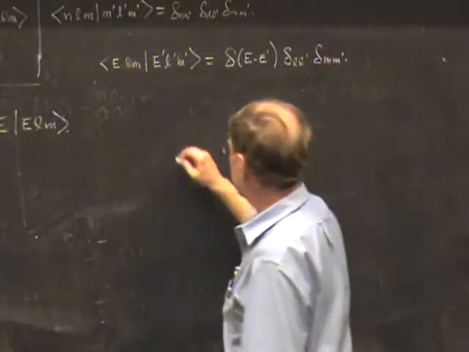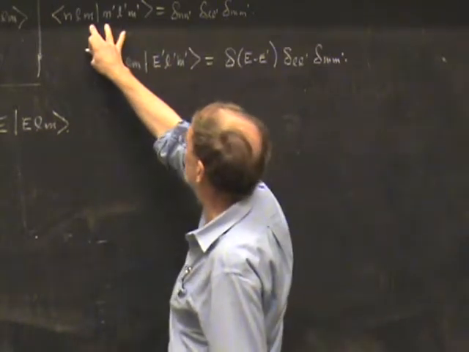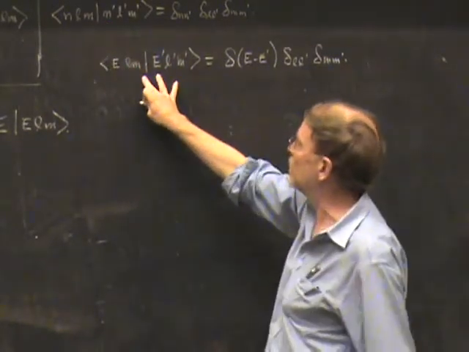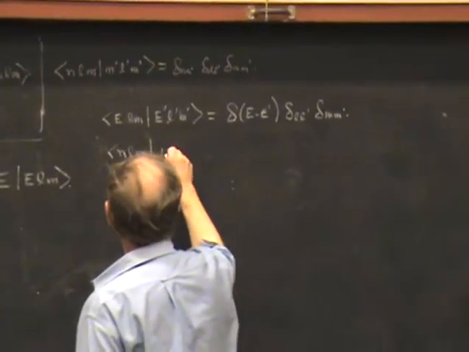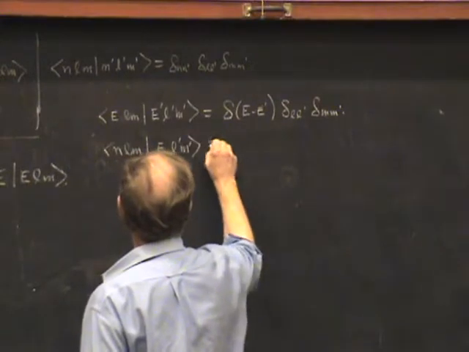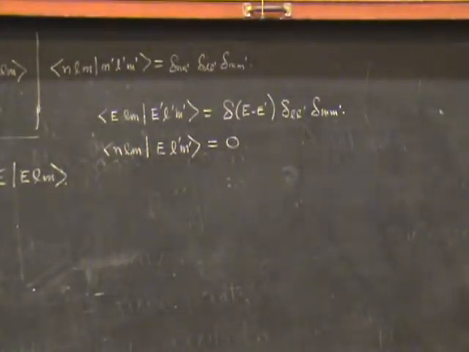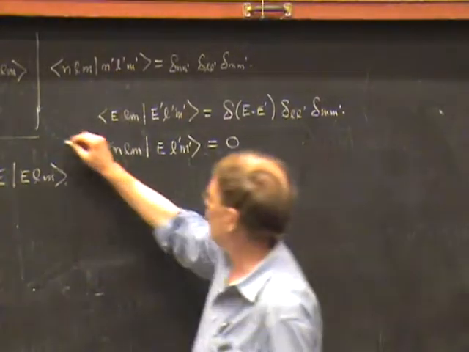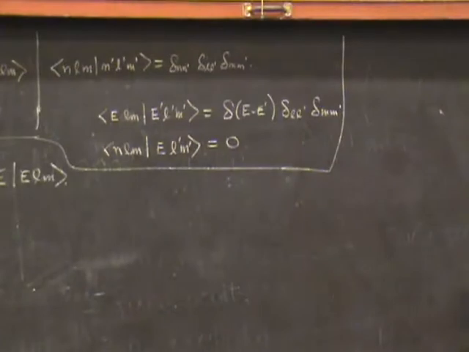And if you do this, these are the orthonormality relations, actually they're part of them. Here are the orthonormality relations for the bound states. Here's for the unbound states. There's another one, too, which is that the scalar product of a bound state with any unbound state is zero. The bound states and unbound states are orthogonal. So, again, three formulas here. These are the orthonormality relations.